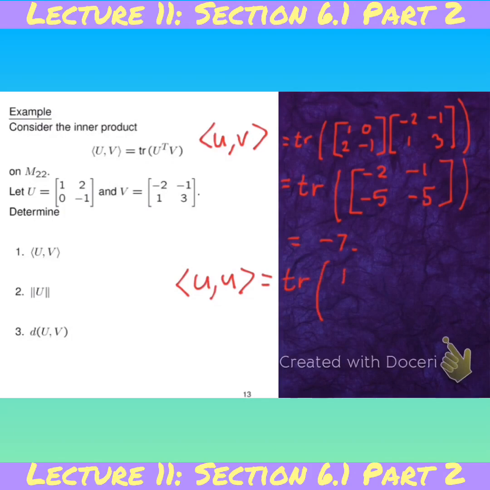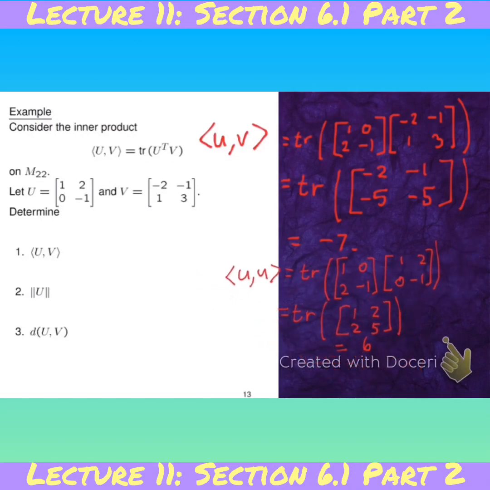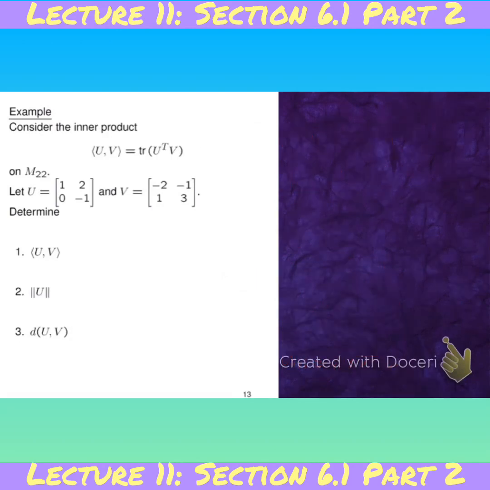That is going to be 1, 0, 2 minus 1. Okay, and then the trace of that is going to be the trace of multiplying that out, which is simply the sum of the diagonal entries, which in this case is 6. Right, so the norm of u becomes the square root of 6. Okay, then what is the distance between u and v?